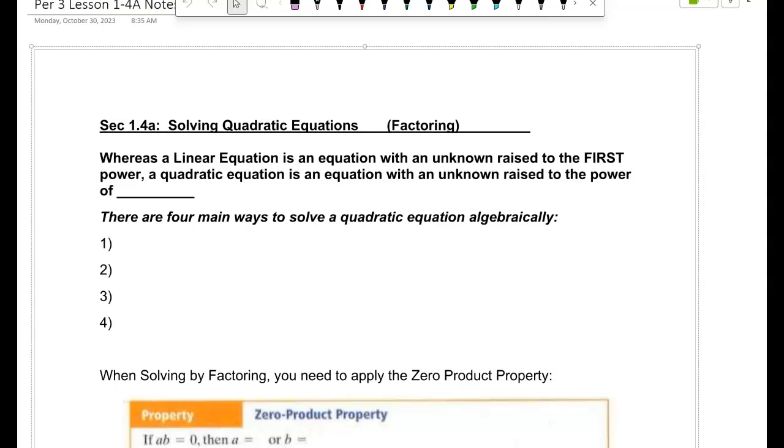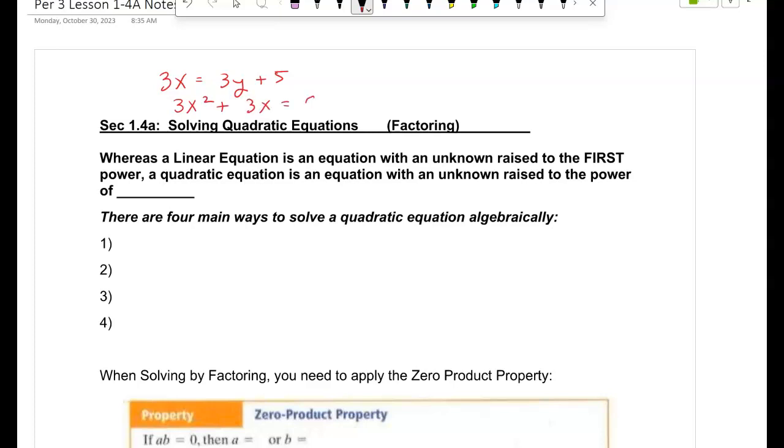Quick sidebar. When you see an equation that looks like this, what type of equation is that? Linear. Because what's the highest degree? 1. All right? So anytime that you have an equation where the highest degree is 1, that's called a linear equation. It's what we've been doing a lot of our stuff. But anytime that you get an equation, all of a sudden it's no longer linear.